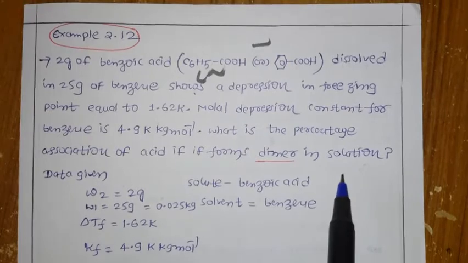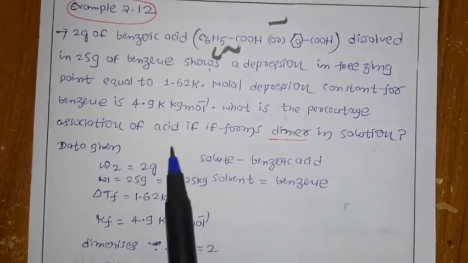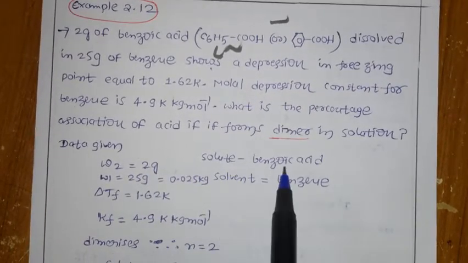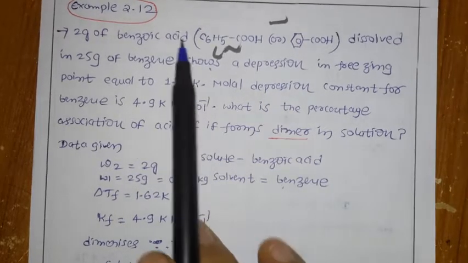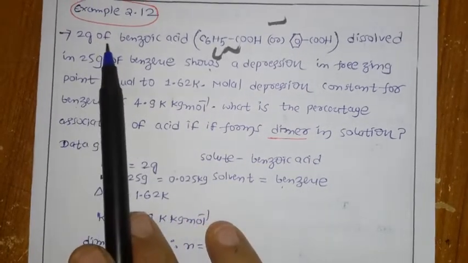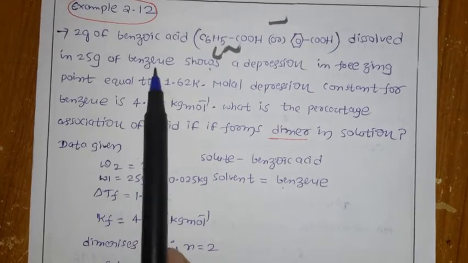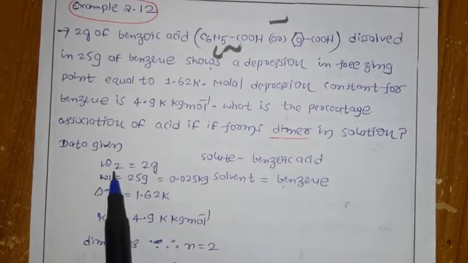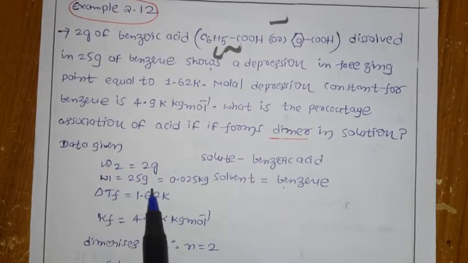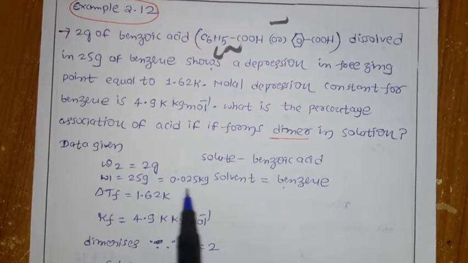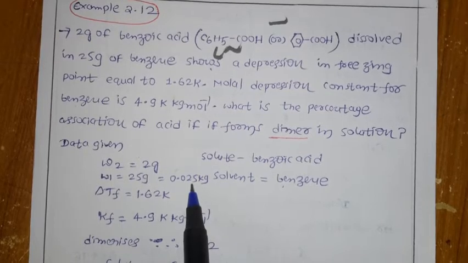Now let us see the data. What is given here? The solute is benzoic acid, and the solvent is benzene, because we have only 2 grams of benzoic acid and 25 grams is more, so that is the solvent, benzene. Solute, how much do we have? 2 grams. Solvent W1, how much? 25 grams. I am going to convert it to kg, because we have delta TF there.